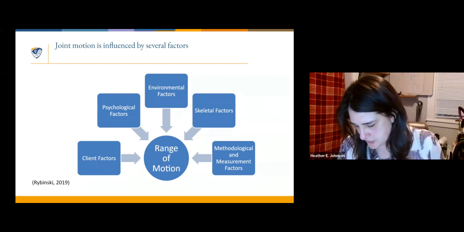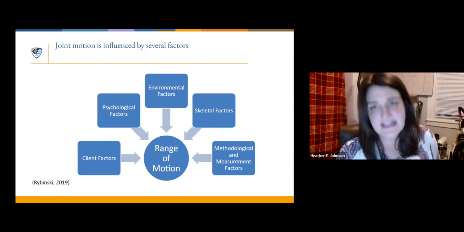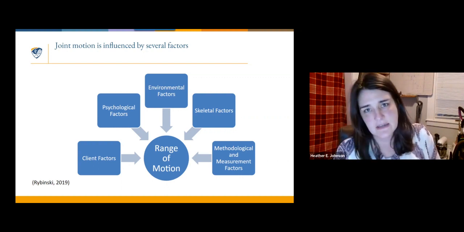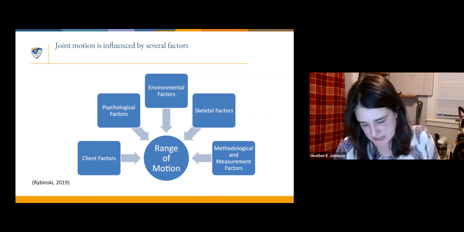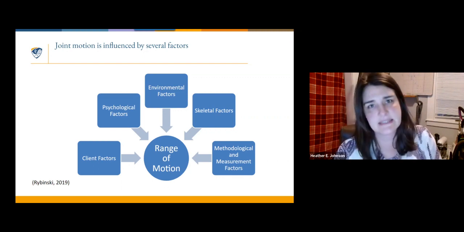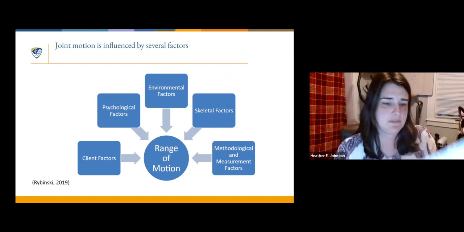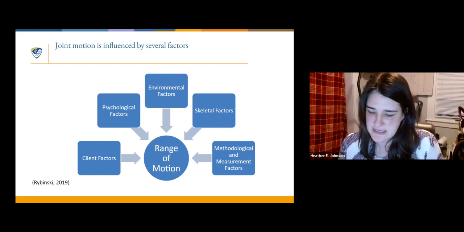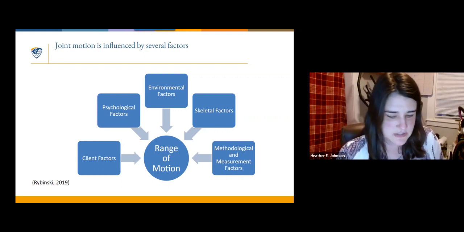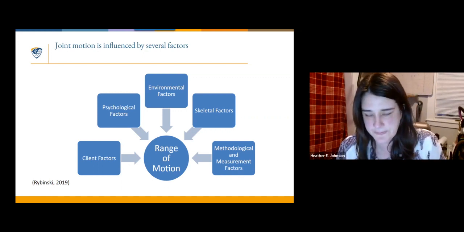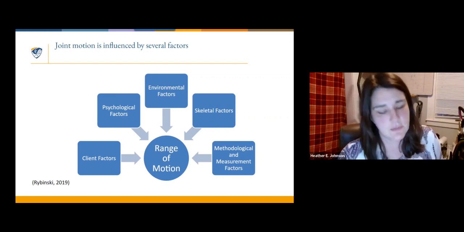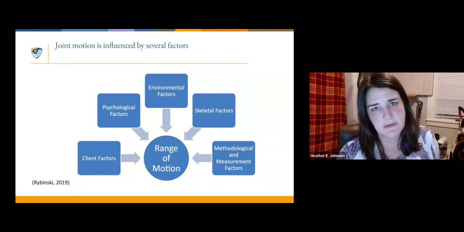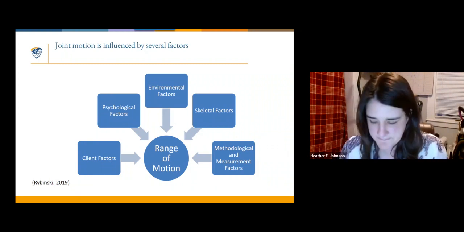Environmental factors include temperature, the number of people in the room, the noise level in the room, and the time of day. Time of day can especially affect range of motion in people with chronic conditions like rheumatoid arthritis, Parkinson's disease, and multiple sclerosis. Skeletal factors can affect range of motion, such as impairments of the muscles, nerves, or at the joint level, impairments at the connective tissue level, which includes fibrous tissue, cartilage, and bone, which are all affected by the levels of elastin or collagen in them.